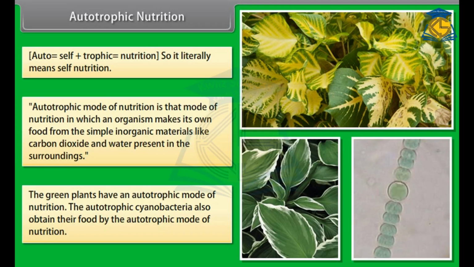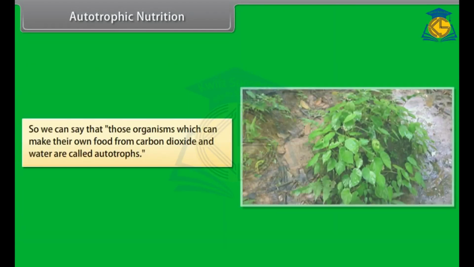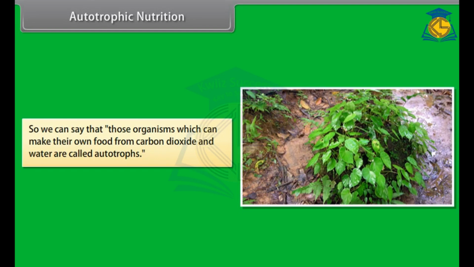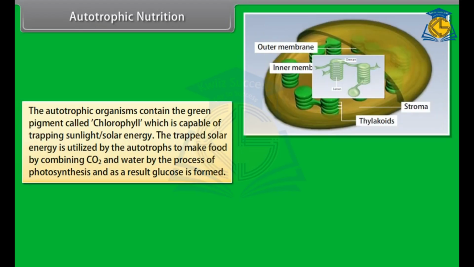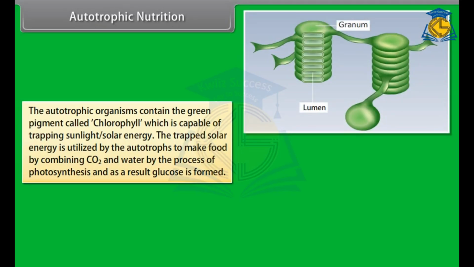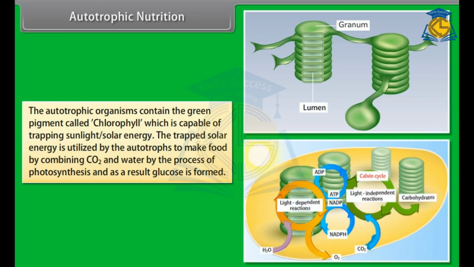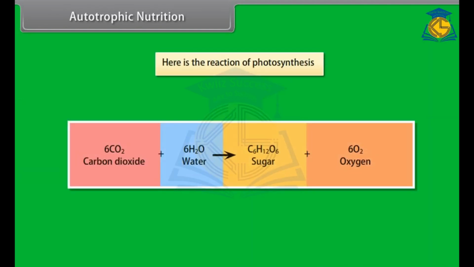The autotrophic cyanobacteria also obtain their food by the autotrophic mode of nutrition. So we can say that those organisms which can make their own food from carbon dioxide and water are called autotrophs. The autotrophic organisms contain the green pigment called chlorophyll, which is capable of trapping sunlight, solar energy. The trapped solar energy is utilized by the autotrophs to make food by combining CO2 and water by the process of photosynthesis, and as a result, glucose is formed. Here is the reaction of photosynthesis.